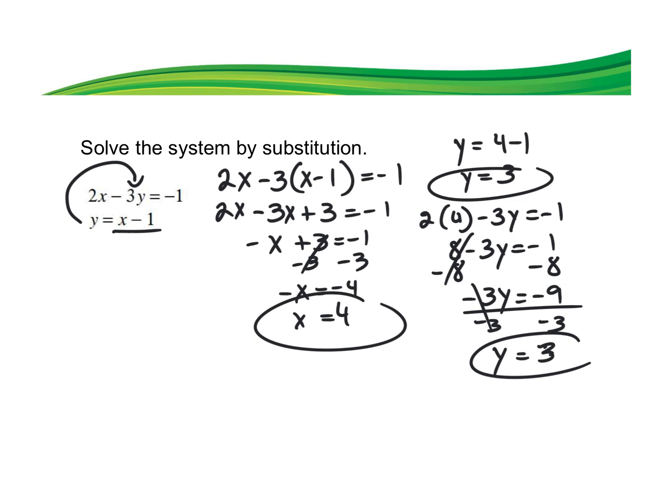Now, our answer would be (4, 3). But I'm going to plug them in just to double check. Again, you don't have to do this during your quiz or test, but it's just good to know.